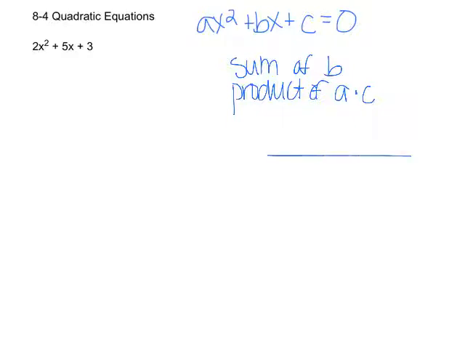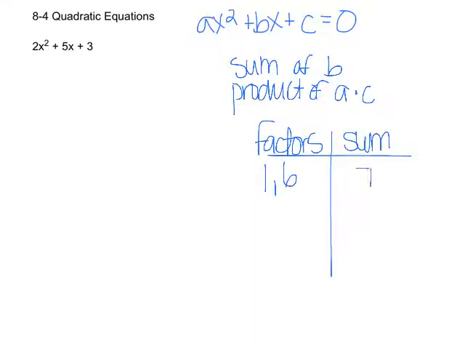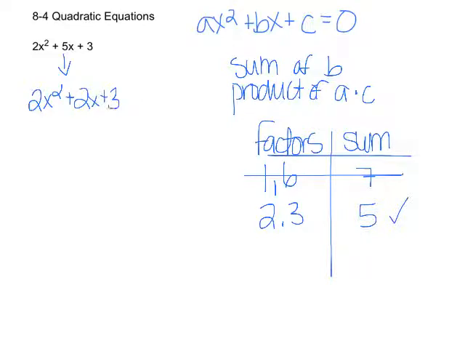So just starting off with my t-chart, again, I'm going to have my factors and my sum. If I use the factors of 6, I have 1 and 6, which gives me the sum of 7. So that doesn't work. Then I have the factors of 2 and 3, which gives me 5. And that one does work. So I can rewrite my quadratic equation to say 2x squared plus 2x plus 3x plus 3. All I did was rewrite b using the two factors that I just found.